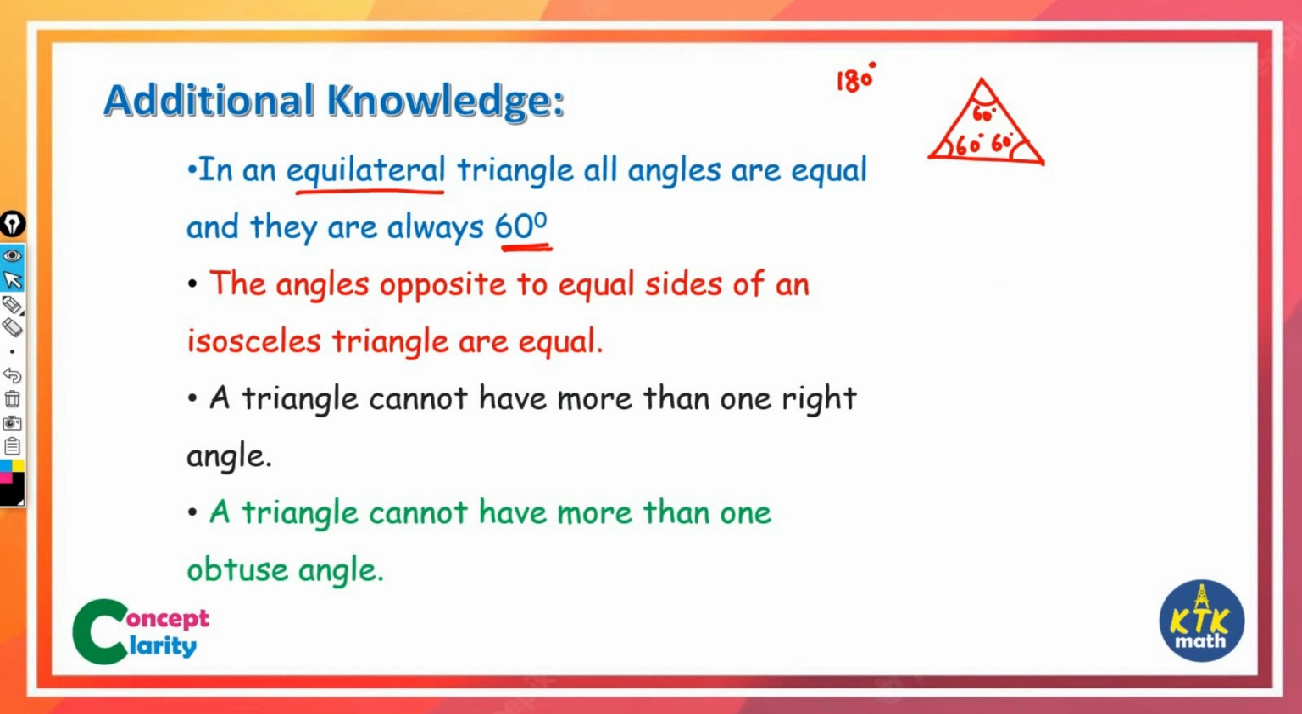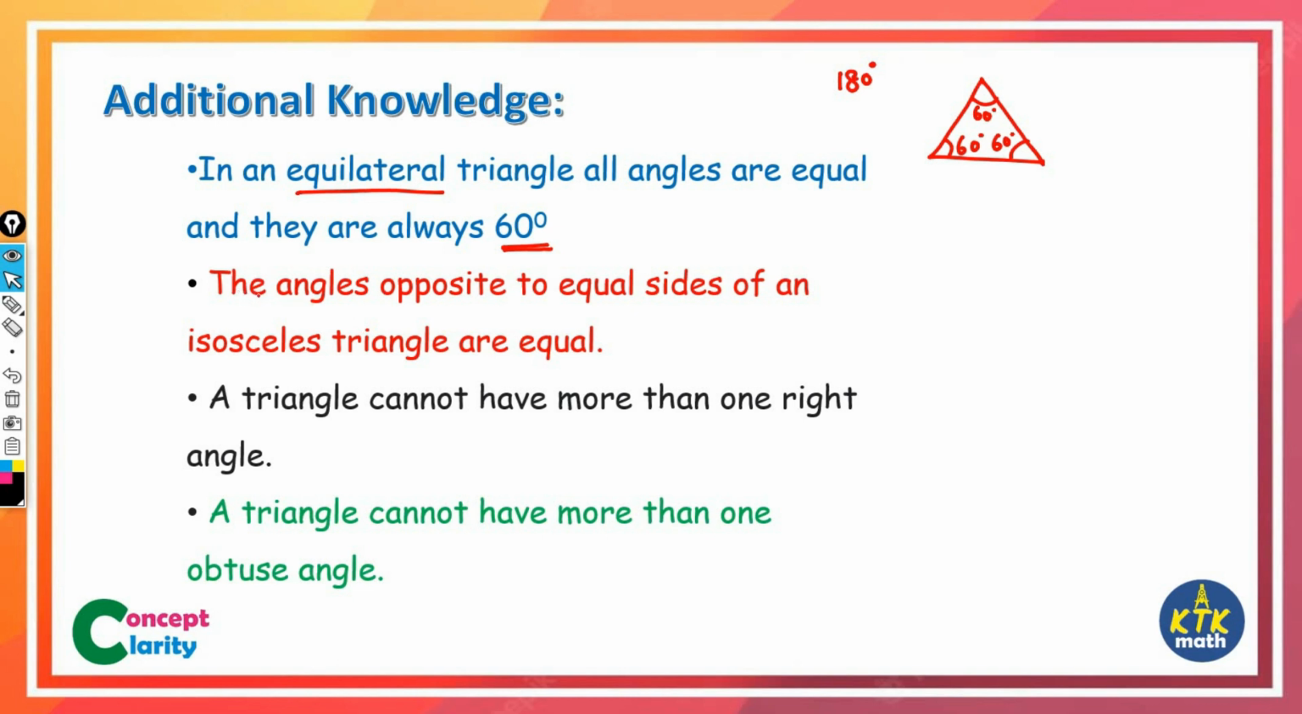Can you agree with this or not? Is there any other way of expressing equal angles which add to 180 other than 60? Not possible, right? So an equilateral triangle always has equal angles and not any other number. They will always get a 60 degree angle only. And check out the second point.